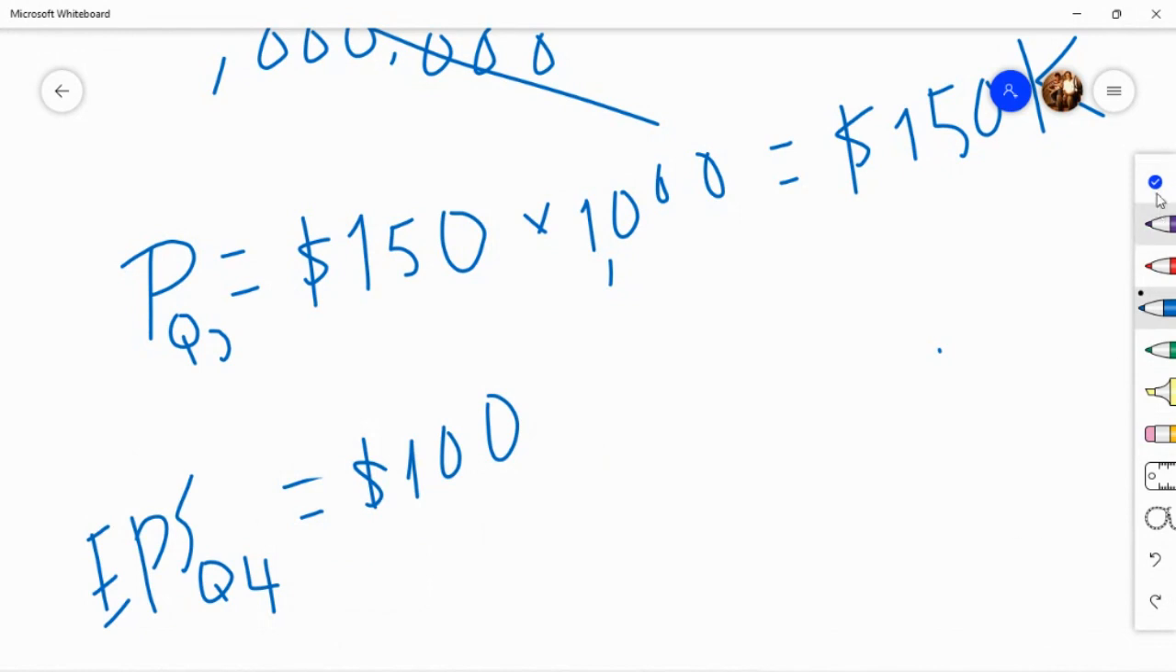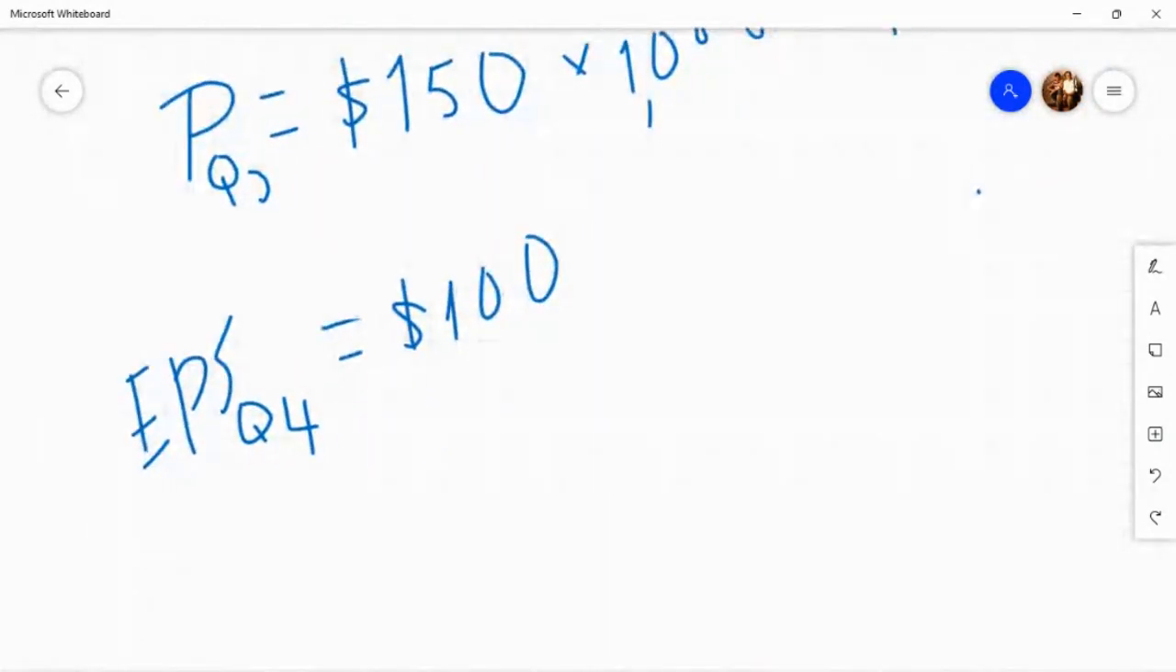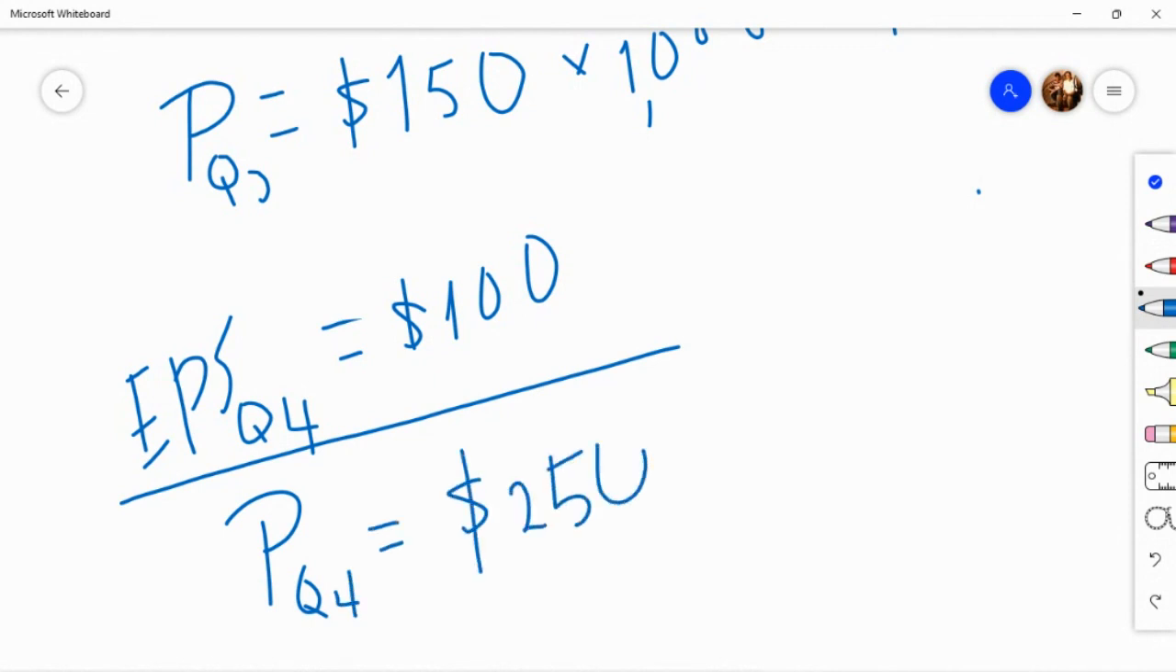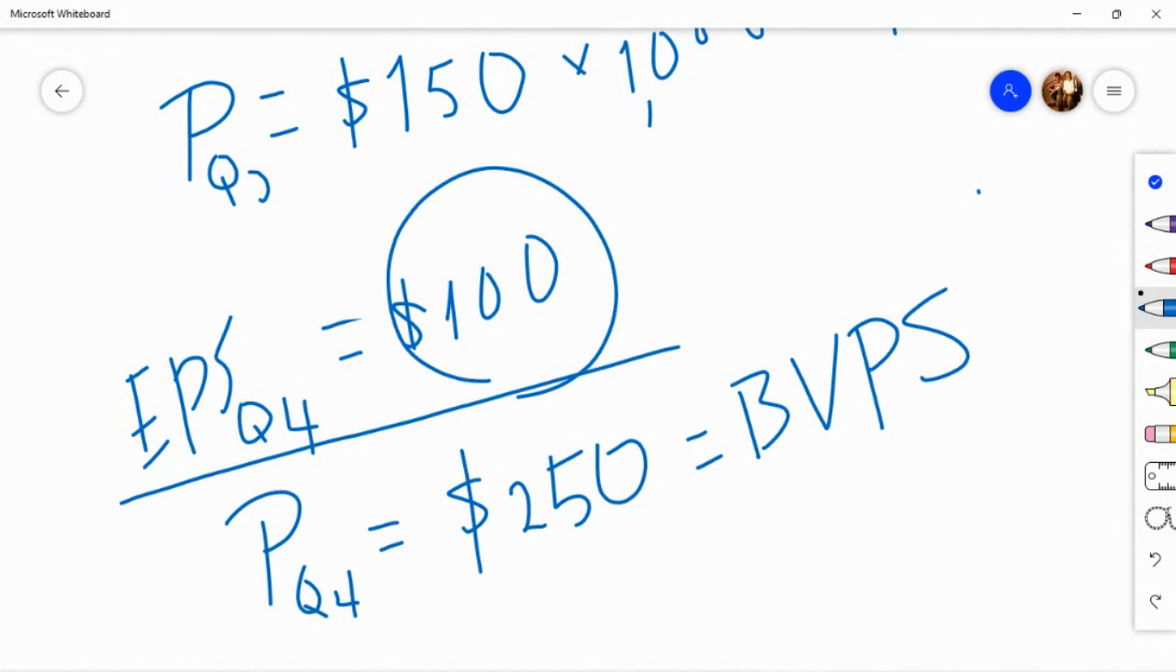Then if the market price is correctly priced, though the actual market price would be slightly off, once this earnings per share information is released, the fourth quarter price must be 250, right? It will have to reflect exactly the earnings per share for the fourth quarter. So the end of the fourth quarter price must be 250. Of course, this is called book value per share, because it's exactly based on the book data, right?